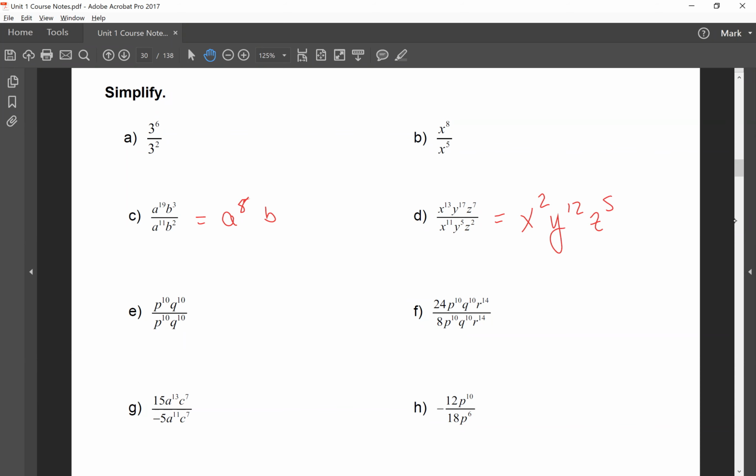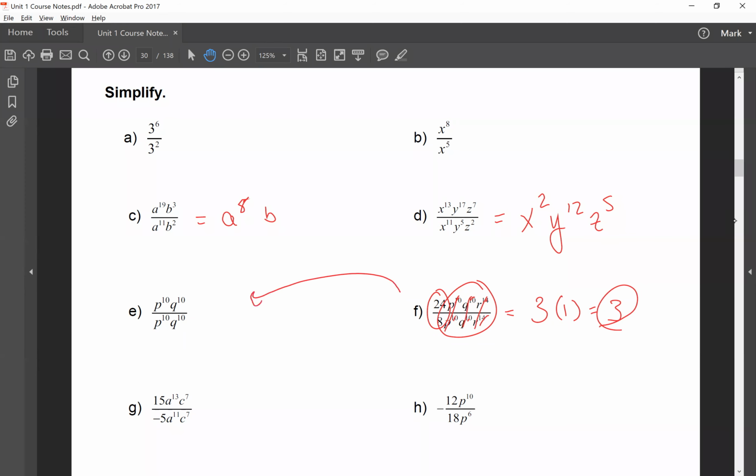Okay, I'm going to do F, and I'll come back to E. So for F, the first thing you do is divide the 24 and the 8. So 24 divided by 8 is what? 4? 3? 3. 3, my brain. 24 divided by 8 is 3. Now look at all these numbers. 10 minus 10 is 0. Like there's nothing left. So 10 minus 10, 14 minus 14. What happens is all of these cancel and just leave me with a 1. So the answer is 3 times 1, or 3.